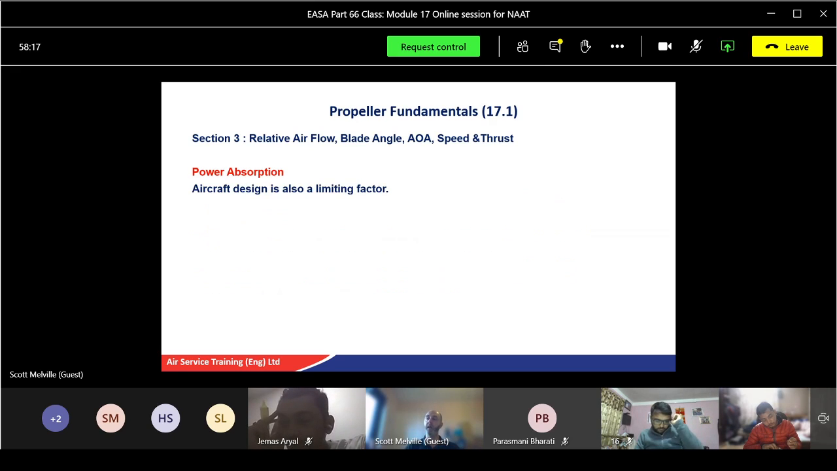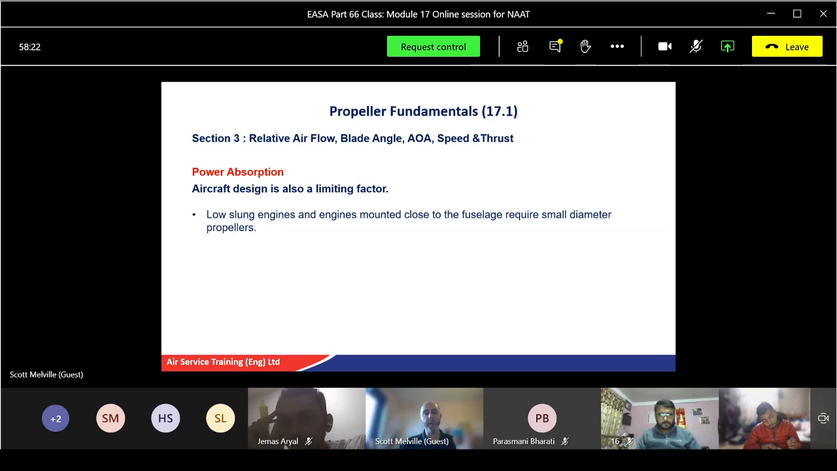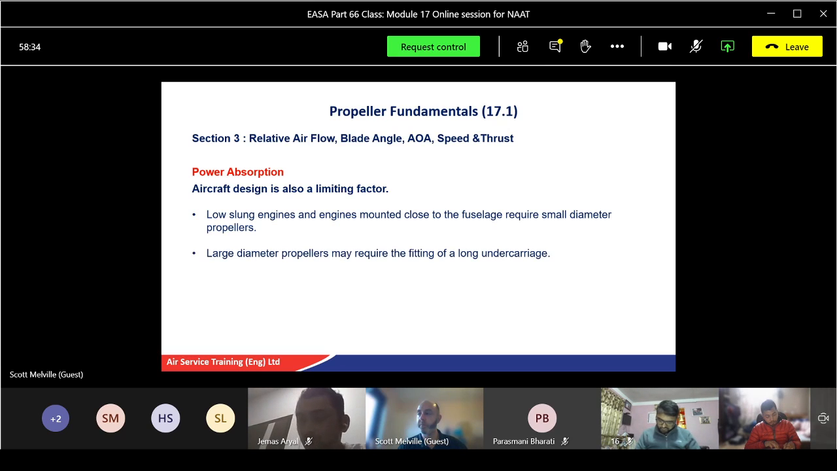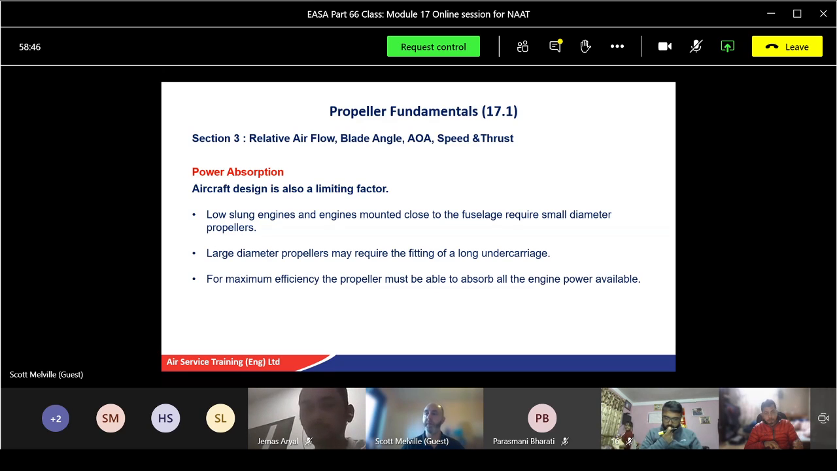Okay, so aircraft design is also a limiting factor. In other words, if you make a blade longer, okay, that's fine, but how big's your aircraft? What is your clearance from the tip of the blade to the ground? So if you make your blades longer, it might not last very long, yeah? So large diameter propellers may require the fitting of a longer undercarriage. Well, if you put a bigger undercarriage on, then that's going to make it heavier as well. So again, it comes to the design factors. So for maximum efficiency, the propeller must be able to absorb all the engine power available.